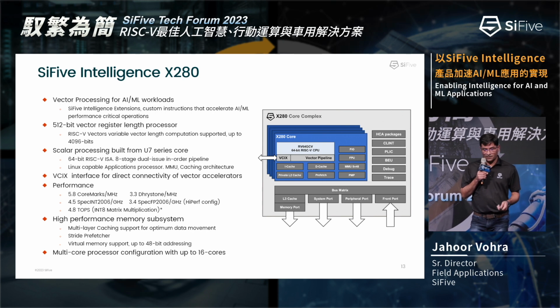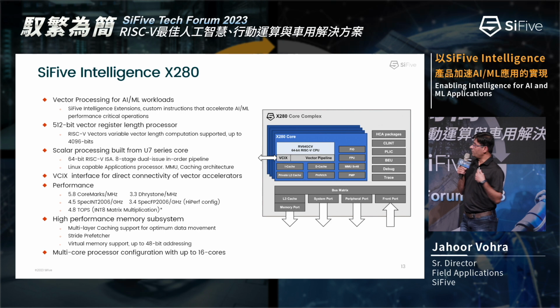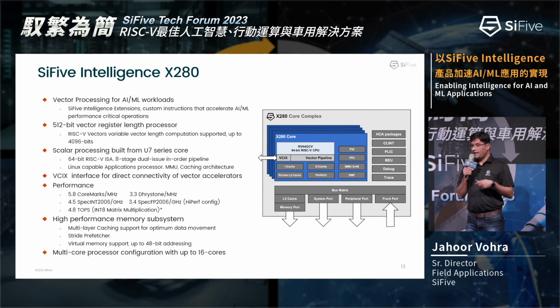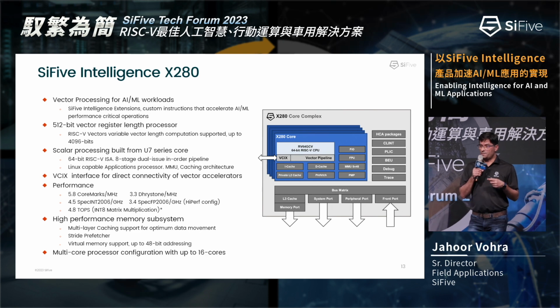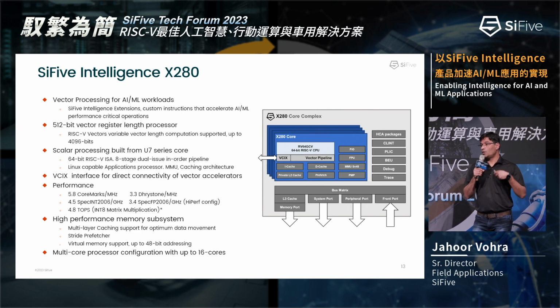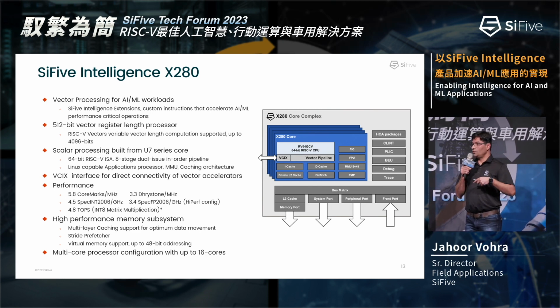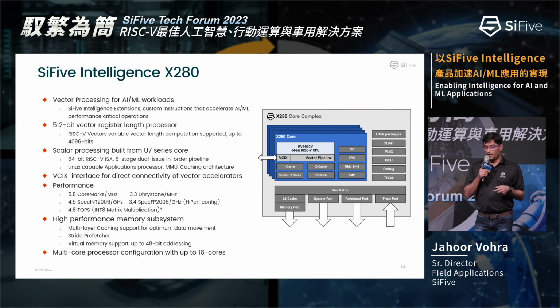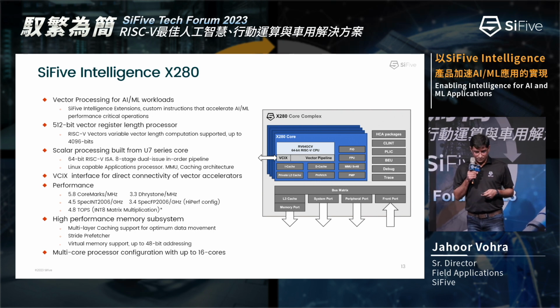And the last but not the least, the VCIX interface, right? The VCIX interface comes out of the vector pipeline. And it exposes the vector register file and a custom opcode space. So customers are able to develop either their own custom instructions to augment the core, or can attach accelerators through that interface, which is very wide and provides high throughput.